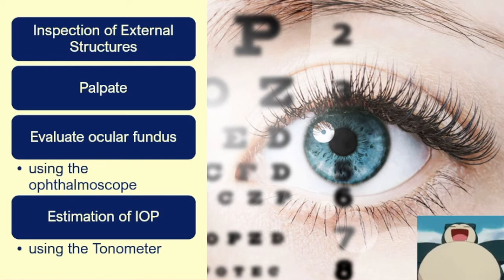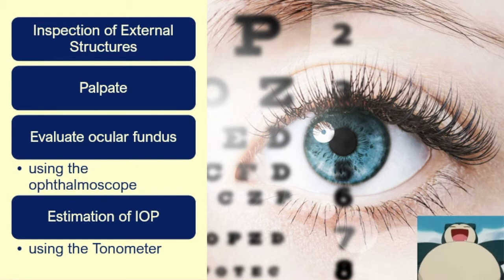Then palpation. During palpation, you need to palpate the lacrimal apparatus. You need to ensure that the lacrimal apparatus is non-tender and without drainage. Now, you evaluate your ocular fundus. When you are evaluating the ocular fundus, this could be done using your ophthalmoscope. And then we also need to estimate the IOP, although in our setting, this is commonly done by the physician.